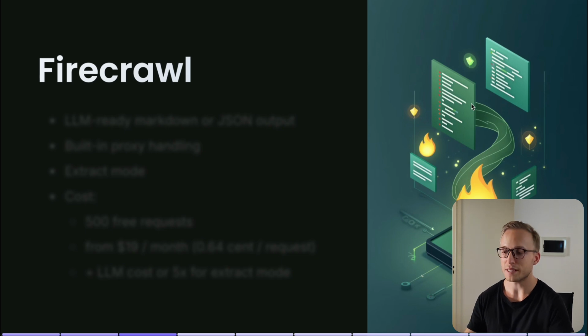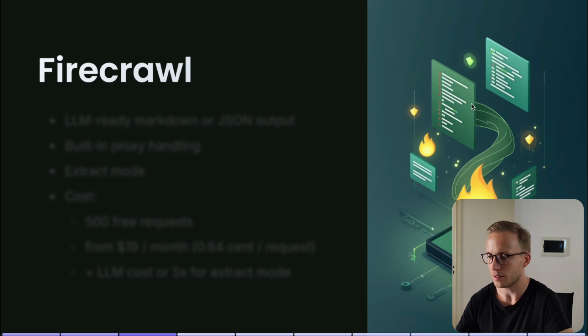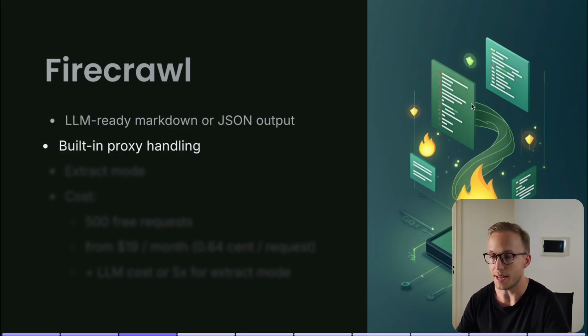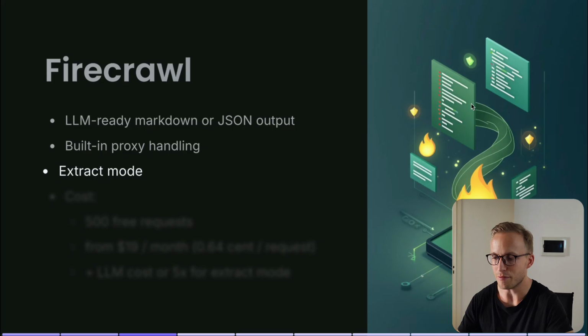The next tool on my list is called Firecrawl, and it is also LLM friendly. It will also give you Markdown or a JSON output, and it has built-in proxy handling. So it basically does everything for you, and it even has an extract mode. That means that you don't even need an LLM anymore. So it can already extract data from the Markdown or JSON that you want.